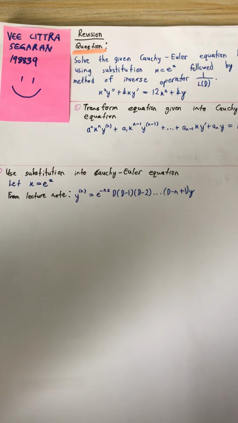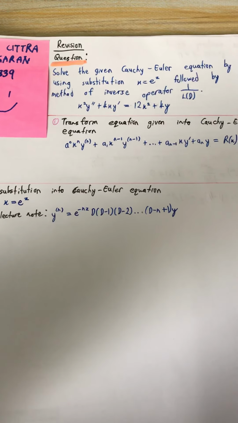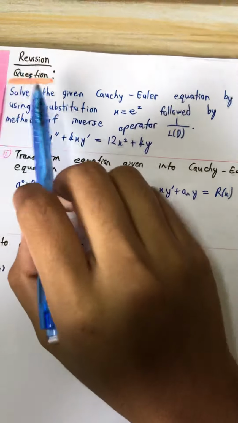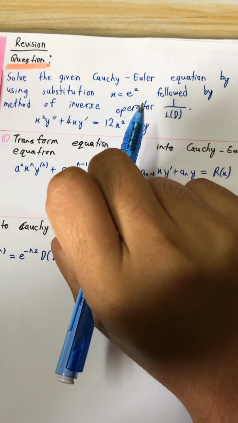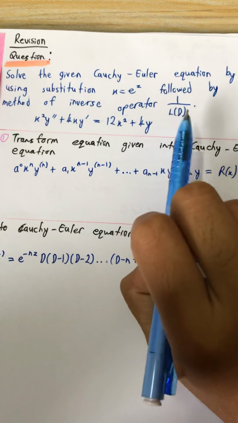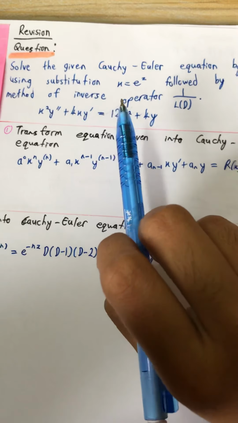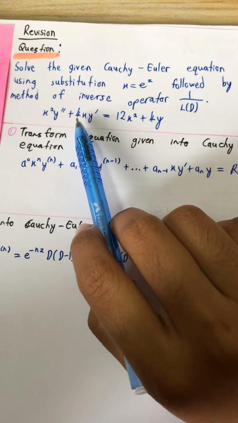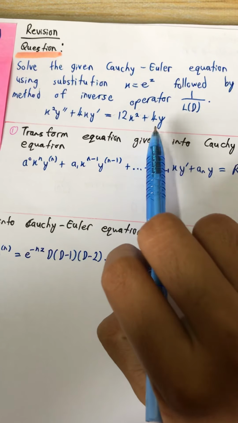So in this video, I'm going to show my solution to one of the questions given by our lecturer. The question is that we need to solve the given Cauchy-Euler equation by using the substitution x equal to e to the power of z, followed by the method of the inverse operator, 1 over the linear differential operator. The equation given is x squared y double prime plus 4x y prime equal to 12x squared plus 4y.